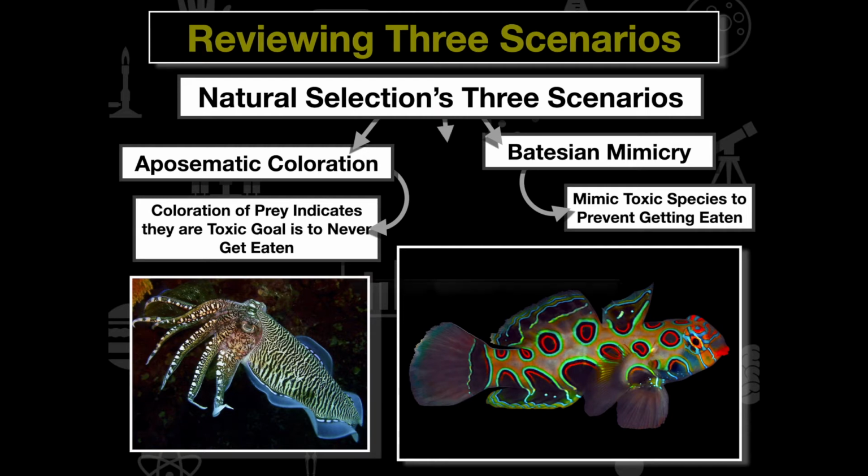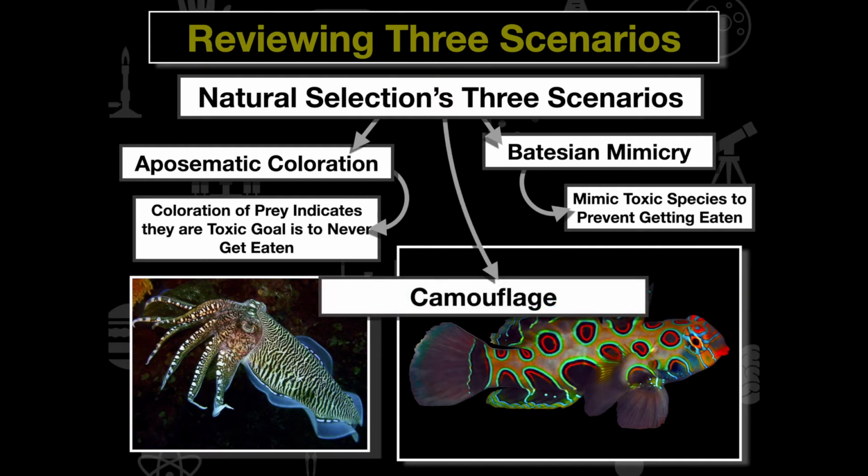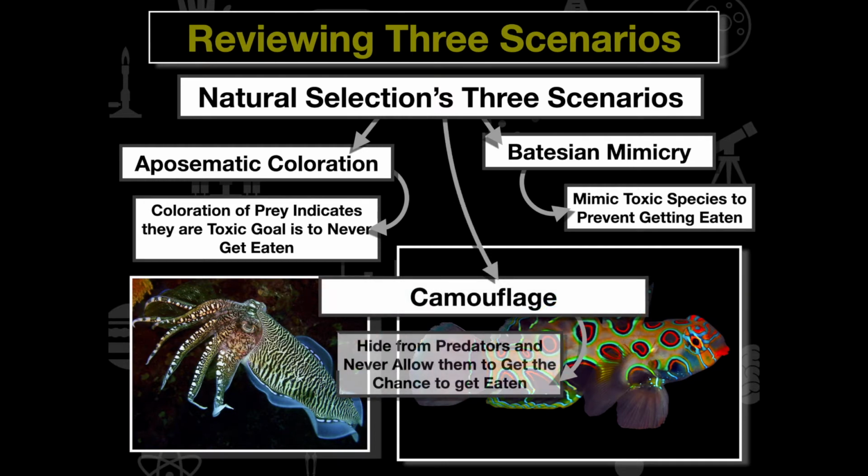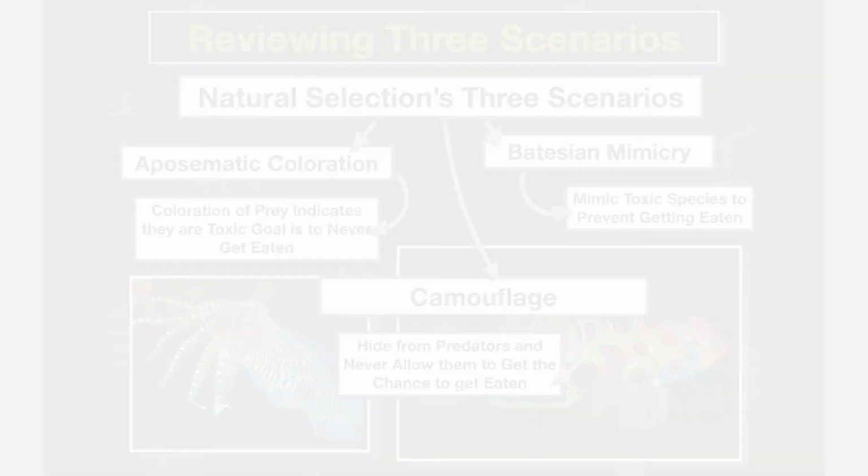Now, lastly here, we're going to have camouflage. And camouflage is going to hide these prey from predators and never allow them to get eaten in this fashion. So three scenarios here: aposematic coloration, Batesian mimicry, and camouflage. This is what natural selection leads to when we're talking about our prey.